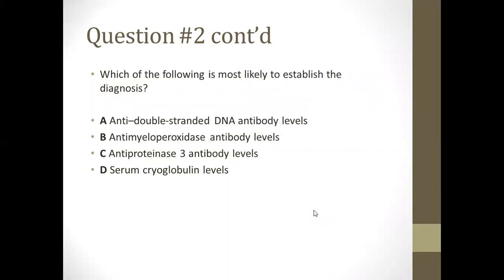the clue here, because when you're differentiating between MPO and PR3, like we talked about, there is overlap, but the boards on these kind of diseases that are so rare are going to give you the typical pattern. So when you're thinking GPA, you're going to think PR3. When you're thinking MPA and eosinophilic granulomatosis with polyangiitis, you're going to think MPO. So the question here is, are we dealing with a GPA, or are we dealing with an MPA or eGPA?